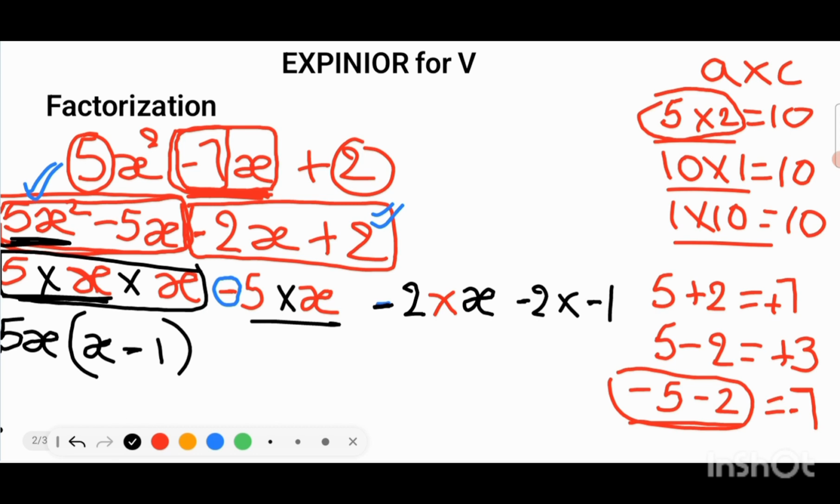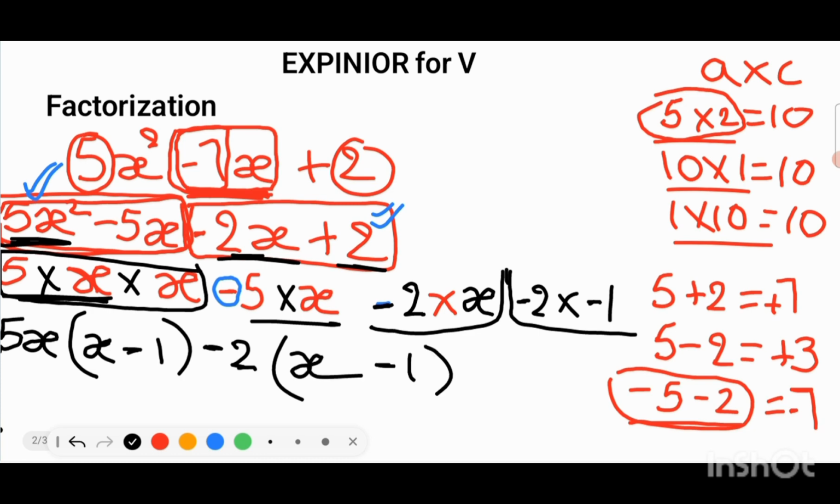So again, in both of them, in this and this, we have minus 2 as common. Now we'll take minus 2 as common over here, and it is minus 2 into x and minus 2 into minus 1. Got it? Minus 2 into x, plus x, and minus 2 into minus 1. Got it?